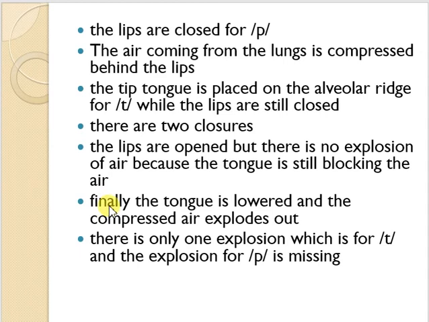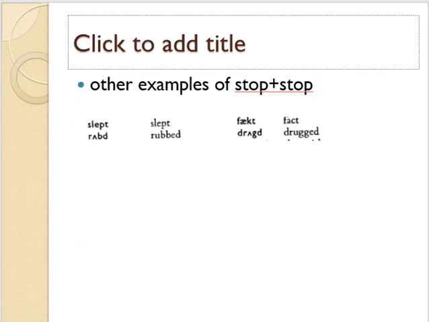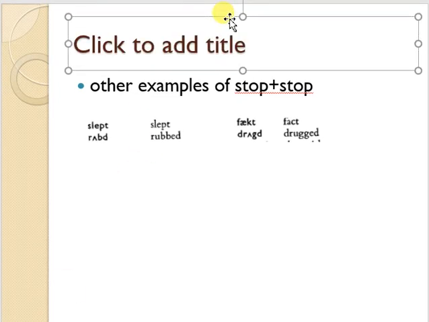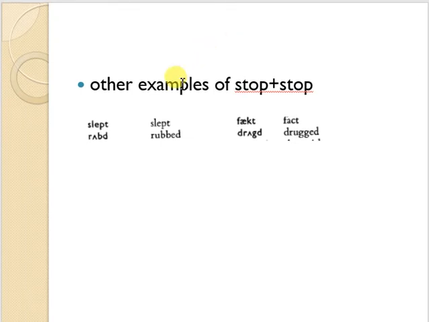finally من احنا نريد نلفظ صوت الت the tongue is lowered and the compressed air explodes out. الهواء المحبوس ينفجر، بس هذا الانفجار لأي صوت؟ هذا الانفجار لصوت الت. there's only one explosion which is for t and the explosion for p is missing. هاي خطوات لفظ صوت البت أو sequence pit اللي تظهر في نهاية الكلمة. إذا تواجهون صعوبة أو تحسون نفسكم أنه تحتاجون بعد شرح، عيدوا الفيديو عدة مرات.